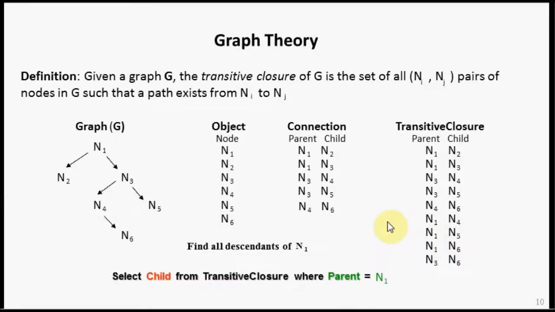So what can you do with the transitive closure of a graph? You can use it to navigate a graph.